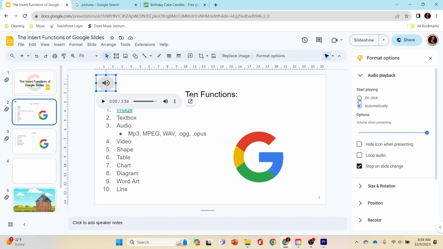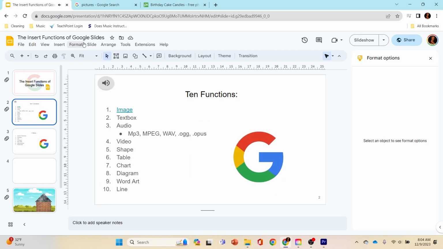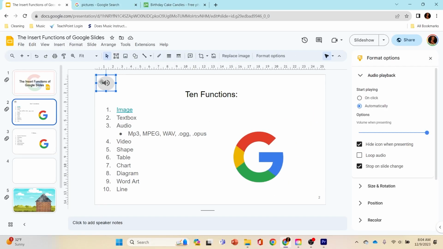Also be aware that when it's on click, you can't hide the icon. But if you have it on automatically, then you can hide this icon when you're presenting. So like if I click this, it'll play the music, but I won't see the picture image of the audio icon. Okay.